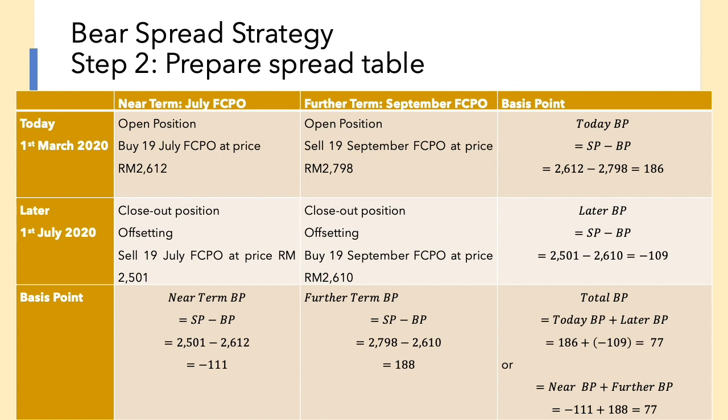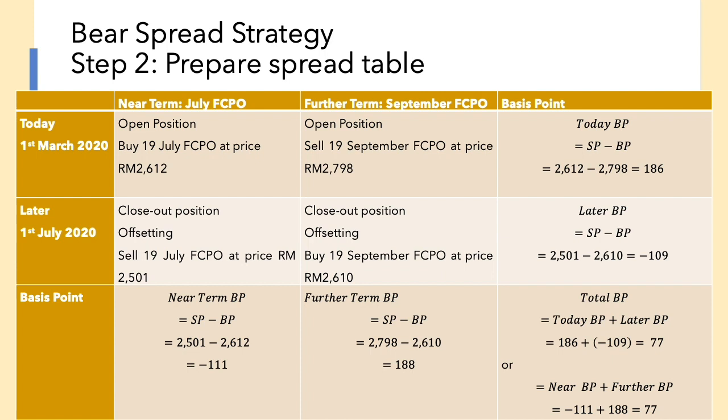So you buy 19 July FCPO contracts. So the number of contracts is 19. You buy July because July is the near-term contract. At the same time, you sell 19 contracts of September FCPO because September FCPO is the further-term futures contract. Later on, 1st July, you need to close out the position. For the July contract, you start by buying on 1st March. On 1st July, you need to sell.